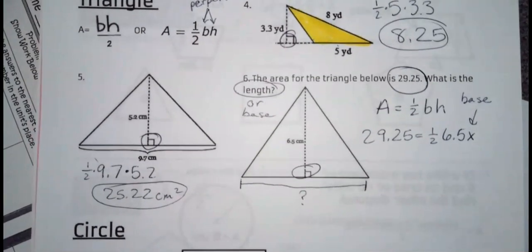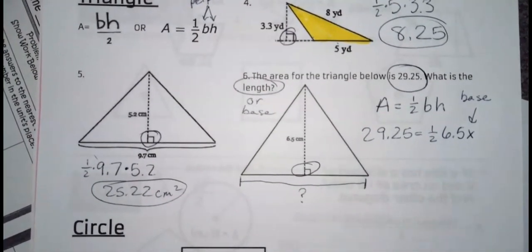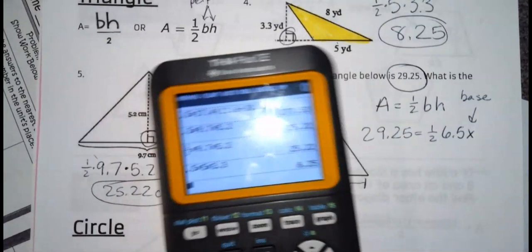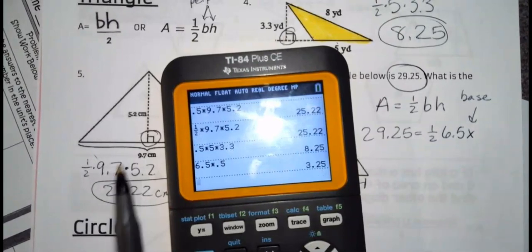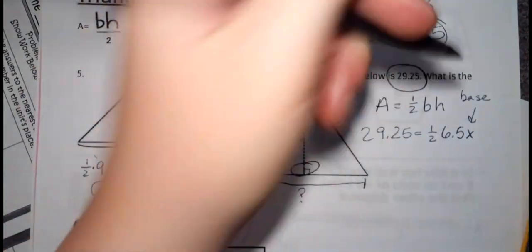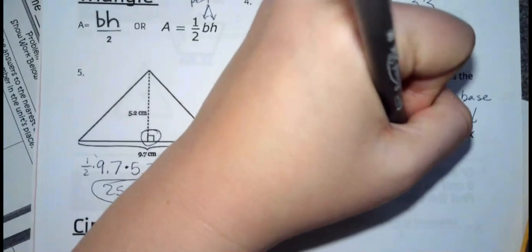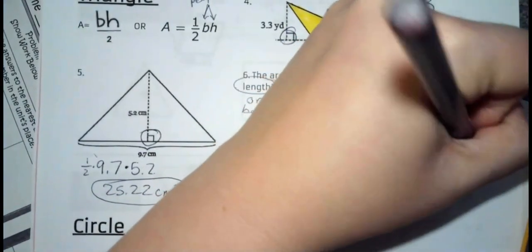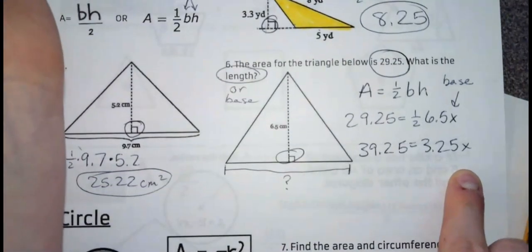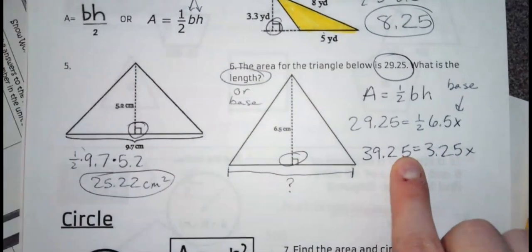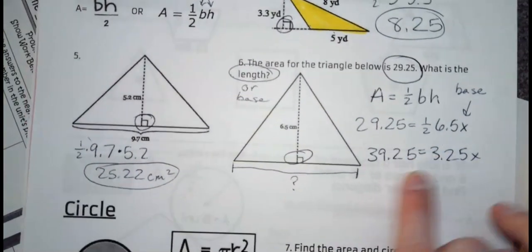Okay, so here's what you're going to do. Go ahead and multiply 1/2 times 6.5, or 6.5 times 0.5. And get that. Okay, so see what I did? Divided it by 2. Multiplied it by 1/2. It's the same thing.